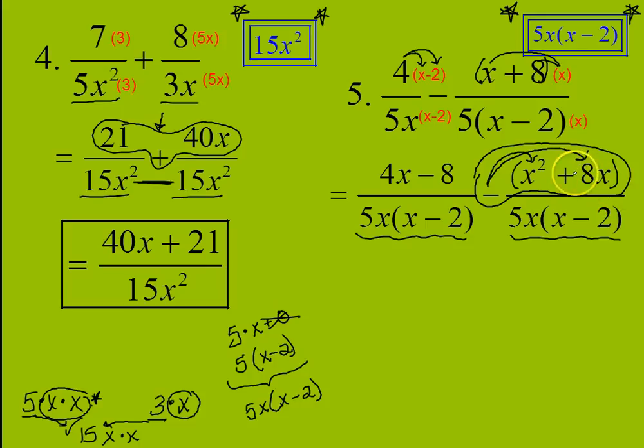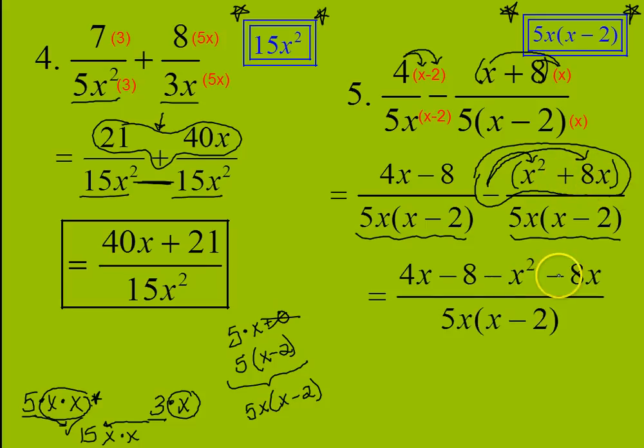So this 8x is no longer positive. This 8x is now negative. It's a negative x squared minus 8x. So be careful with those negatives. In the first couple, they've been positives, but be careful with those negatives. It's got to foil through. It's got to distribute through. Now, I distributed it through.